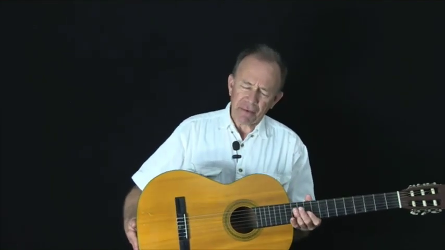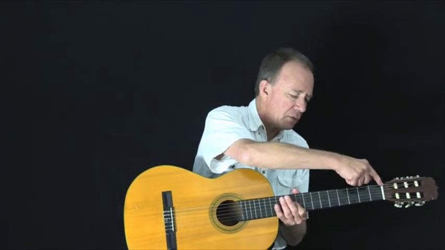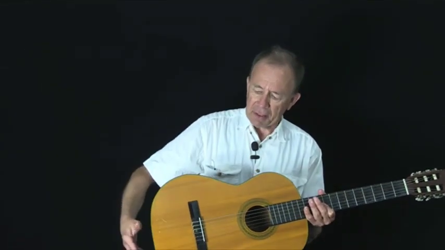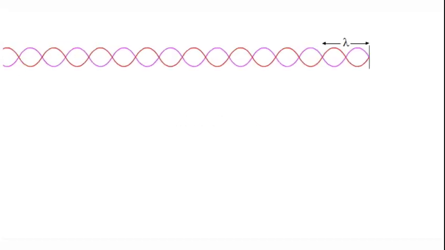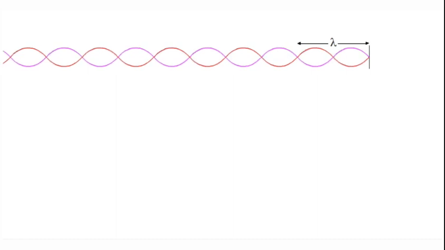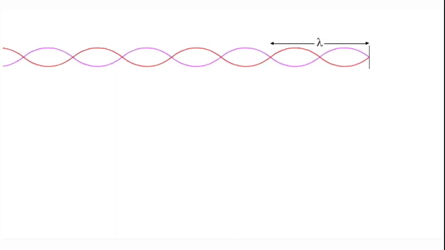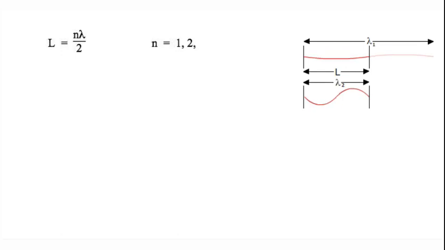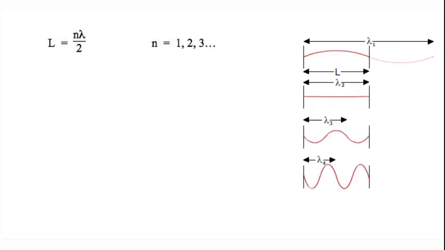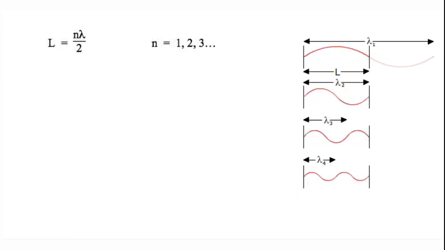But let's make the very good approximation that the string is fixed at this end and at that end. An infinitely long medium can support standing waves of any wavelength. Strings, however, are fixed at both ends. If we call the vibrating length L, then L must fit exactly n half wavelengths where n is an integer. The string can therefore resonate at a set of discrete wavelengths, lambda_n equals 2L over n.